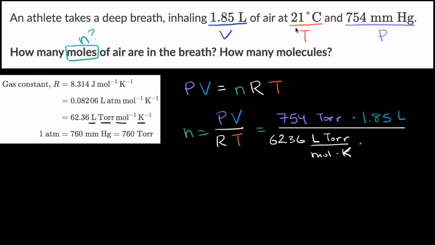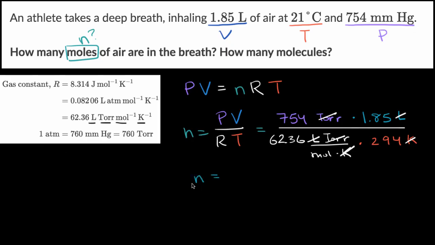What is 21 degrees Celsius in terms of Kelvin? Well, I add 273 to that, so that's 294 Kelvin. And we can validate that the units all work out. This liter cancels out with this liter, this torr cancels out with that torr, and this Kelvin cancels out with this Kelvin. We're left with 1 over 1 over moles, which essentially simplifies to a certain number of moles. Let's get our calculator out to figure out the number of moles in that breath.